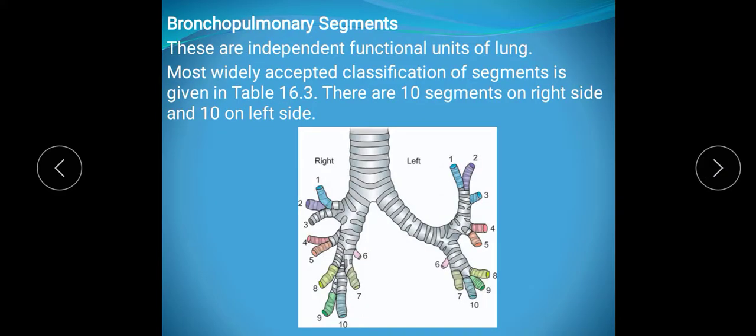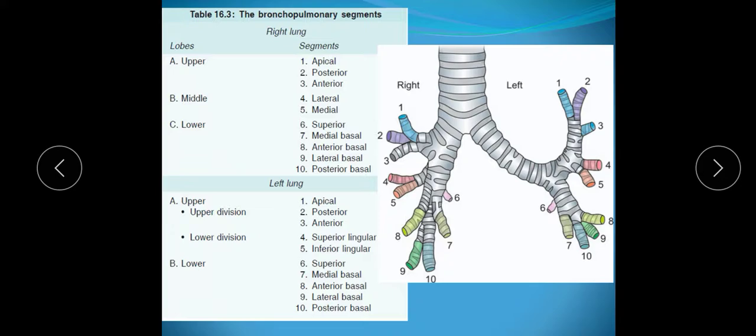Then the bronchopulmonary segment, asked a number of times in the exam. These are the independent functional units of the lung. The most widely accepted classification is given in the table. There are 10 bronchopulmonary segments on the right side and 10 on the left side. This is the classification of the bronchopulmonary segments. Upper lobe.